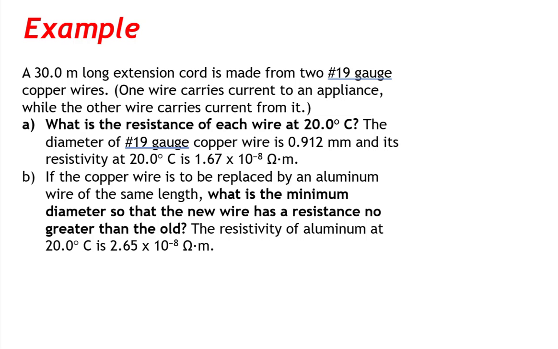If the copper wire is to be replaced by an aluminum wire of the same length, what is the minimum diameter so that the new wire has a resistance no greater than the old? The resistivity of aluminum at 20 degrees Celsius is 2.65 times 10 to the minus 8 ohm meters.